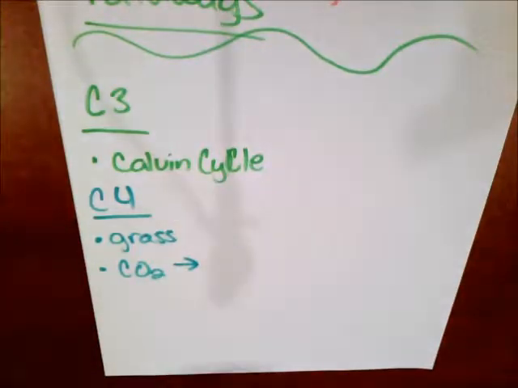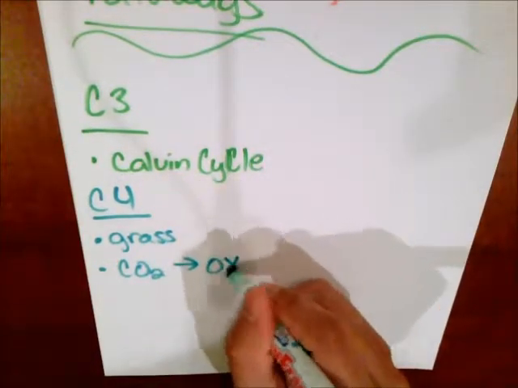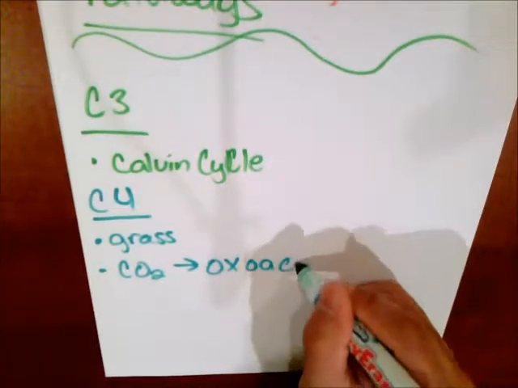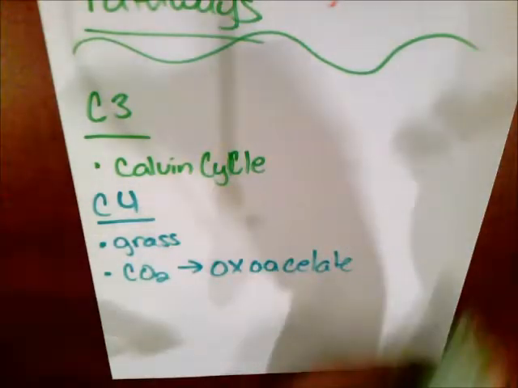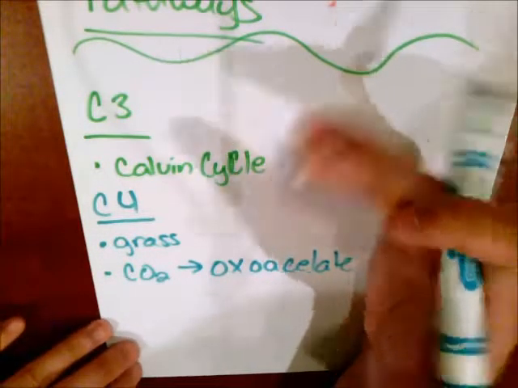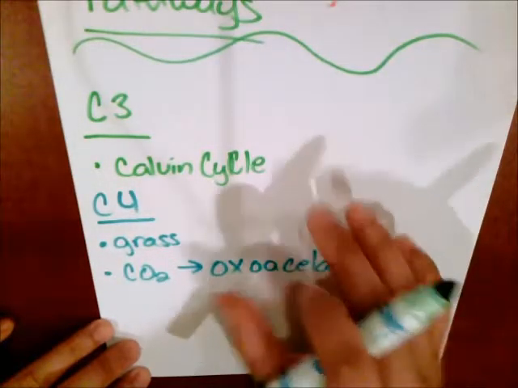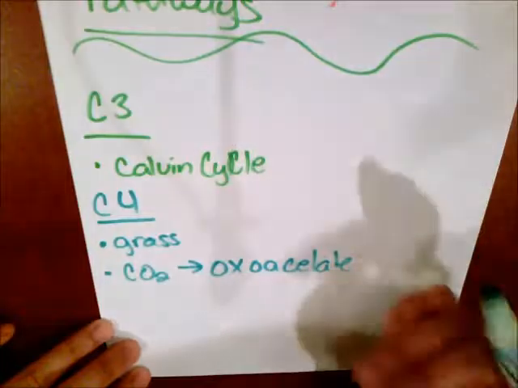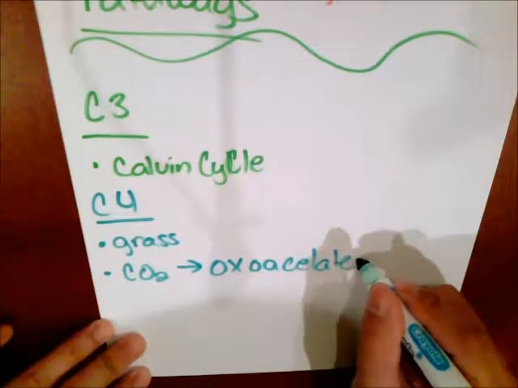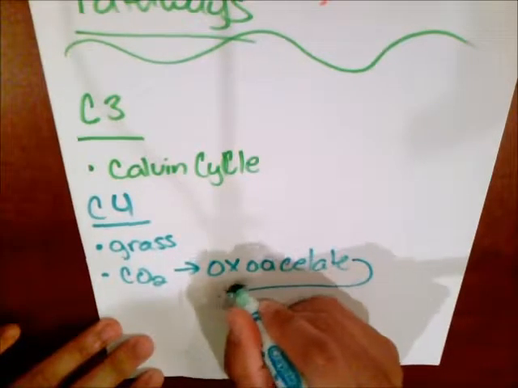Hold on, let me check if this wiki has it. CO2 goes through this process called an oxoacylate. That's what it is. Sorry about that. Don't know how I forgot that. But it's going to turn CO2 into an oxoacylate first, and then it's going to use its extra chloroplasts, these sheath cells are what they're called, to eventually go into a C3 plant.